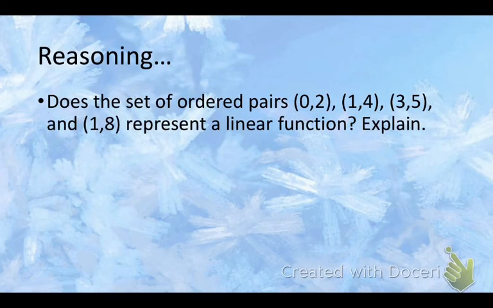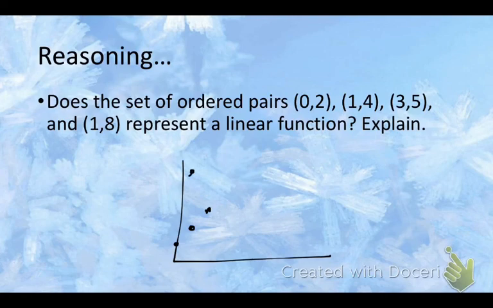All right, so one last thing here real quick. Does this set of ordered pairs (0, 2), (1, 4), (3, 5), and (1, 8) represent a linear function? As I look at this, one thing that I want to think about is what would it look like if I graphed this? On a quick graph here, it is not going to be perfect, but (0, 2) would be about here, (1, 4), (3, 5), and then (1, 8).